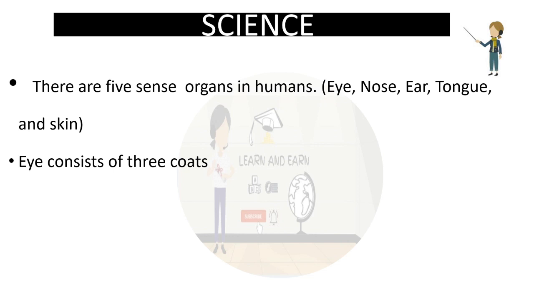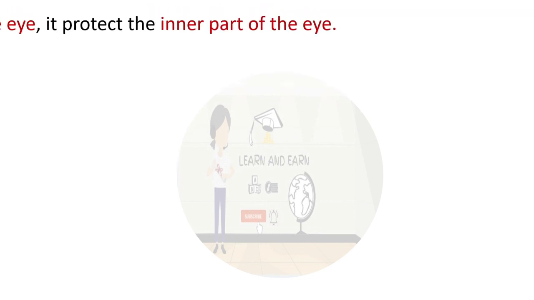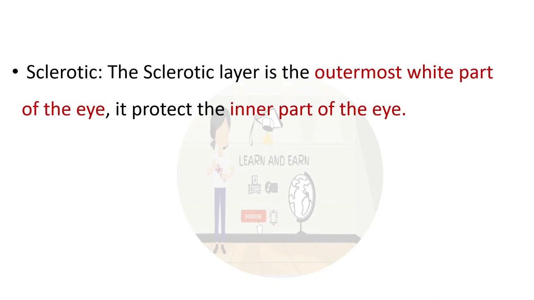The eye consists of 3 coats: sclerotic layer, choroid layer and retina layer. Next MCQ is sclerotic layer. The sclerotic layer is the outermost white coat of the eye. It protects the inner part of the eye.